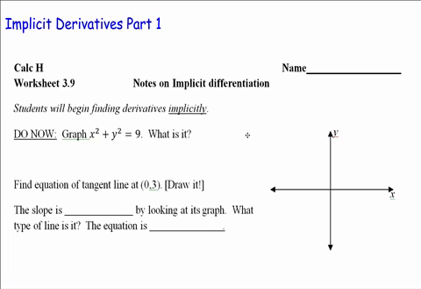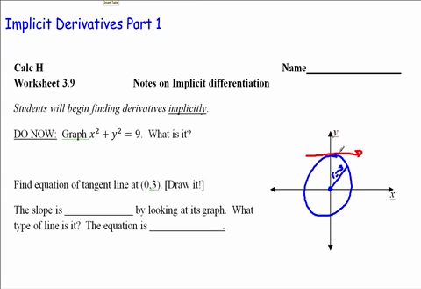Now, we're going to talk about implicit differentiation today. And implicit derivatives are nothing more than an extension of the chain rule, and I'll show you what that means in just a minute. Now, this obviously wants us to graph, and you'll recognize the shape x squared plus y squared equals 9. Well, that's just simply a circle. So it'd be a circle of radius 3, centered at the origin. Now it wants us to find the equation of the tangent line at (0, 3). Well, that would be right up there on the top.